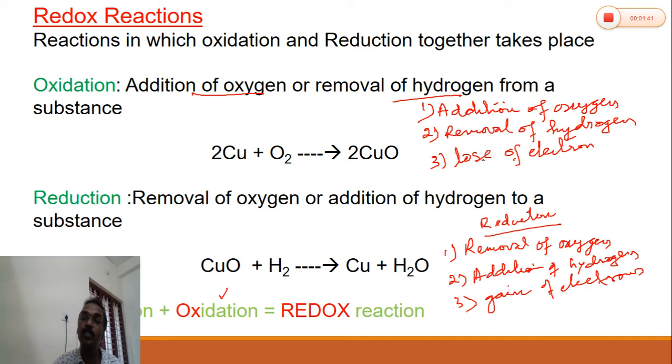So these are the three definitions. In oxidation, in terms of oxygen, it is addition of oxygen; in terms of hydrogen, removal of hydrogen; in terms of electrons, loss of electrons. But in the case of reduction, in terms of oxygen, removal of oxygen; in terms of hydrogen, addition of hydrogen; in terms of electrons, gain of electrons.